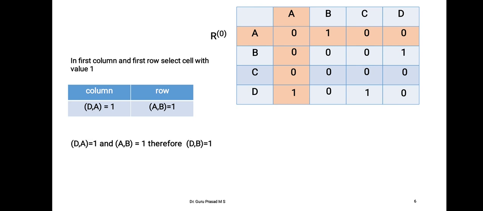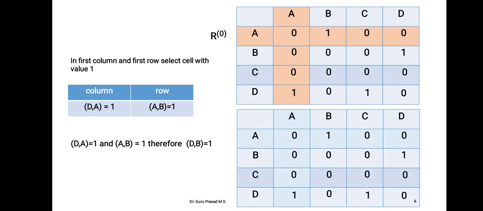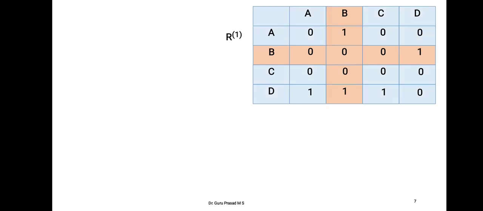Next, apply Warshall's algorithm. If D to A equals 1 and A to B equals 1, therefore D to B equals 1. It indicates that if there is an edge from D to A and an edge from A to B, then there will be an edge from D to B. Next, in the matrix, D to B value was initially 0, and it changes to 1.